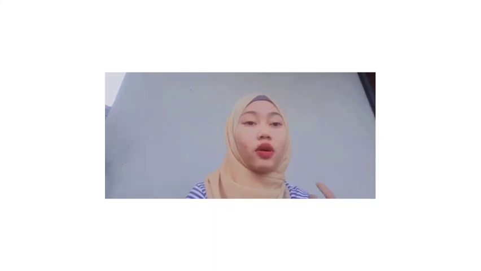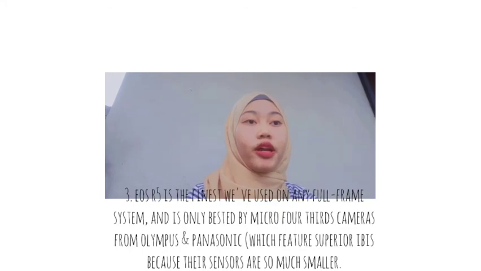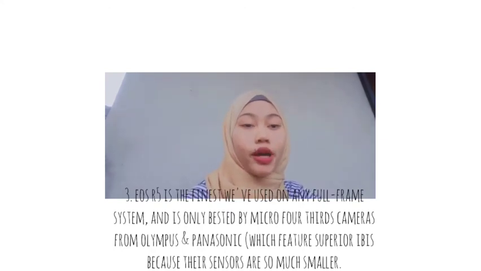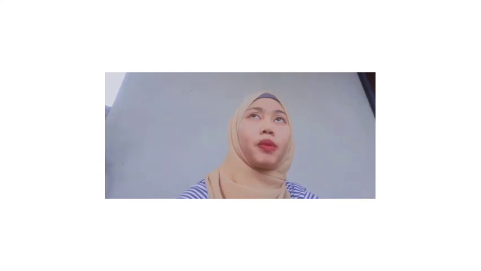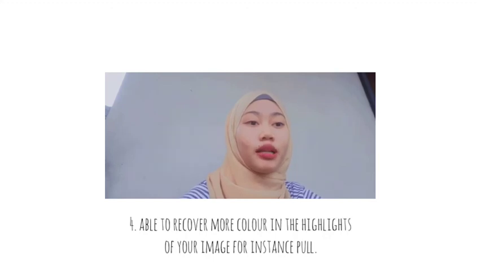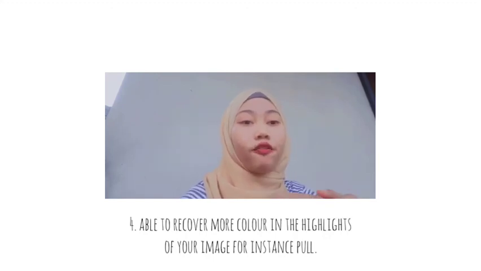Next, the EOS R5 is the finest IBIS we have used on any full frame system, and it's only beaten by Micro Four Thirds cameras from Olympus and Panasonic, which feature superior IBIS because their sensors are so much smaller. And the last characteristic for the EOS R5 is that it is able to recover more color in the highlights of your image.